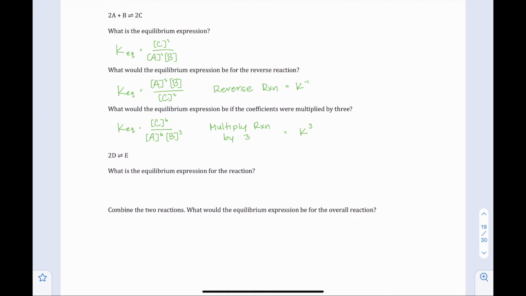If the coefficients were multiplied by 3, each reactant and product would be raised to a coefficient that's multiplied by 3, so K would be raised to the power of 3. The second reaction is 2D yields E, and its equilibrium expression is the product over the reactant, raised to their respective coefficients.